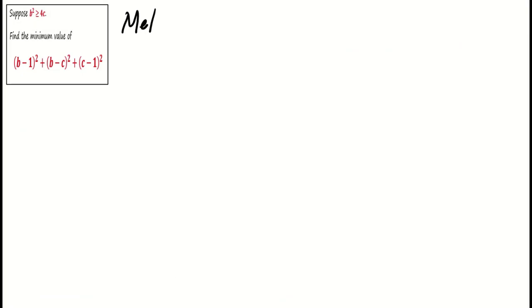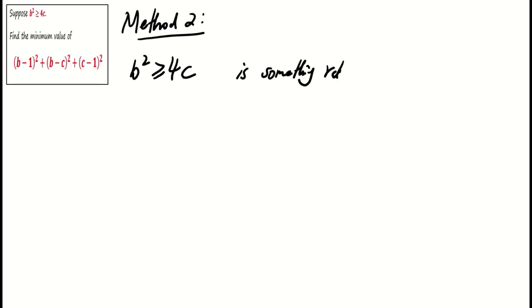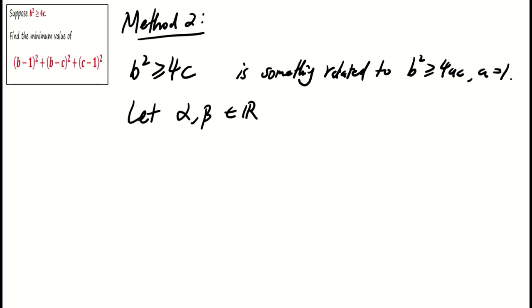Now, let's discuss another approach, which we'll call method 2. Note that the constraint b squared is greater than or equal to 4c resembles b squared greater than or equal to 4ac with a equals 1. This relates to the discriminant of a quadratic equation, where real roots exist if the discriminant is non-negative. Suppose alpha and beta are real numbers representing the roots of x squared plus bx plus c equals 0.